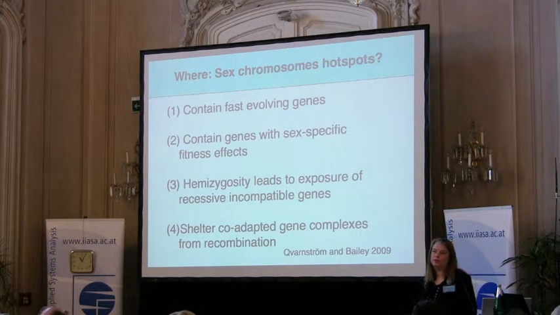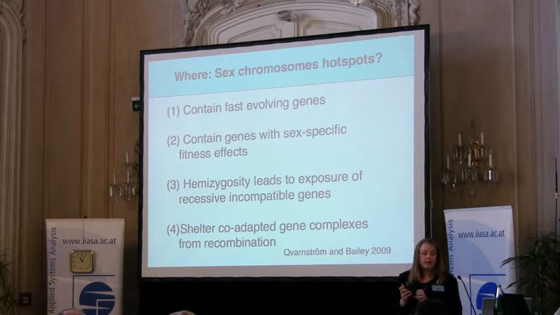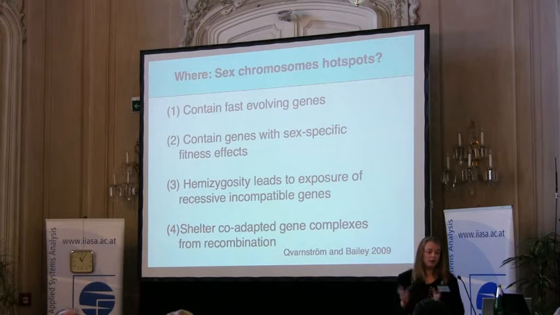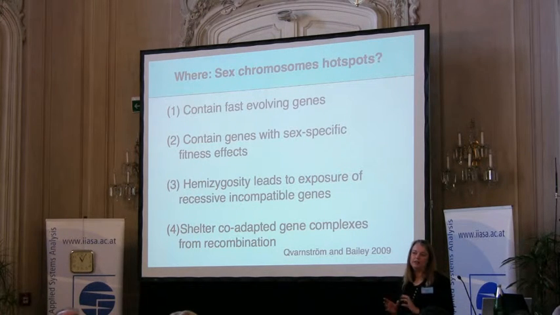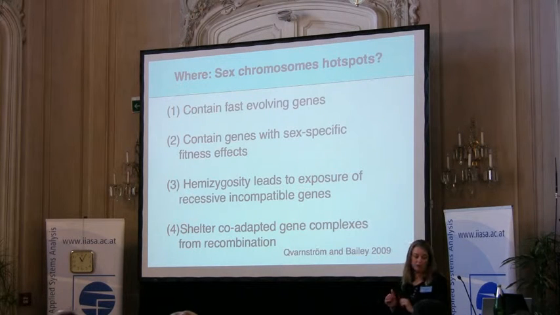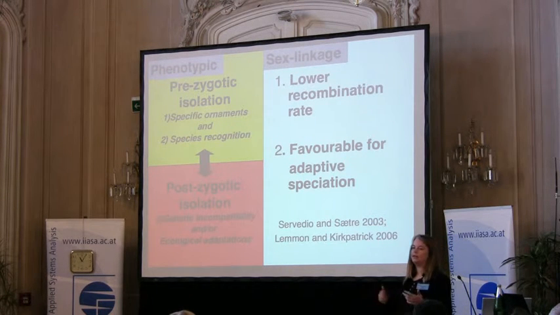And sex chromosomes are predicted to be sort of hotspots for speciation genes for a number of reasons. So they contain fast-evolving genes. They contain genes that have sex-specific fitness effects. Their homozygosity leads to exposure of incompatible genes. And there are also some ideas that they could be sheltered against recombination. So genes that are sitting on them can remain associated despite gene flow. And there have been some specific models on speciation based on sex linkage of the relevant genes involved.